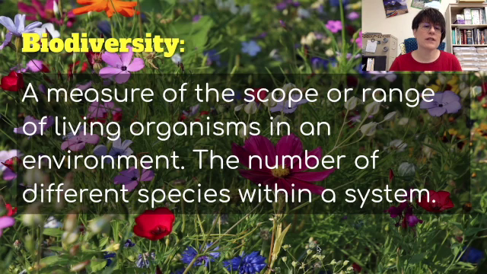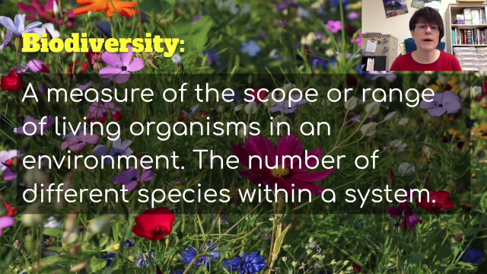We also take a look at the biodiversity. This is a measure of the scope or range of living organisms in an environment. It's the number of different species within a system. So looking at this picture of a field, this is very biodiverse because there are a lot of different flowers here. If there was just one type of plant, it would not be very biodiverse.